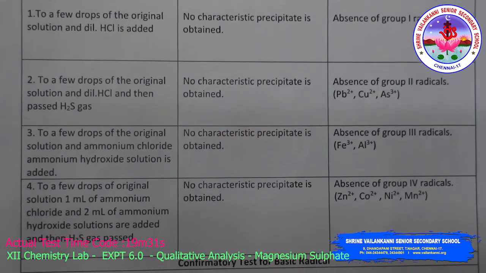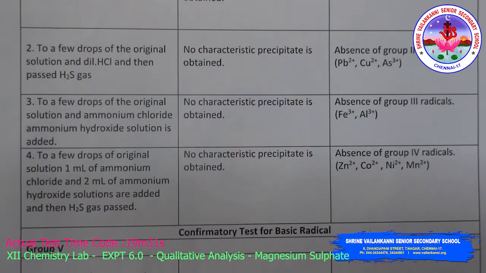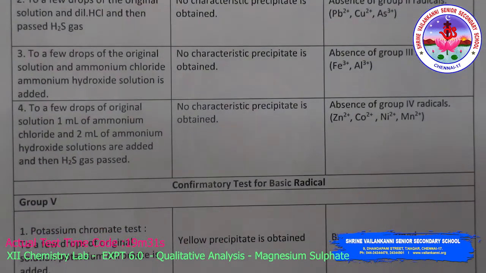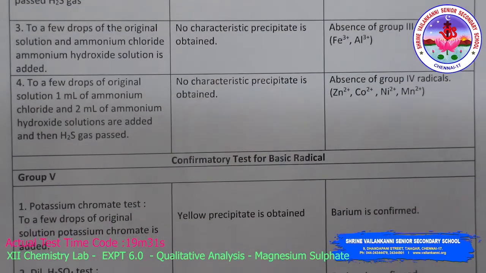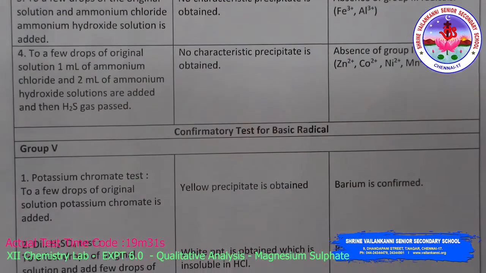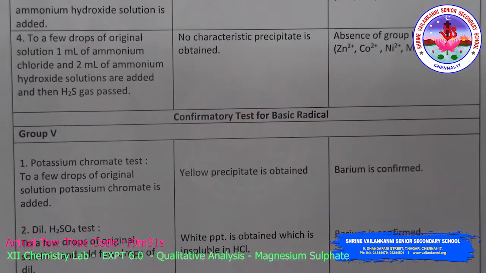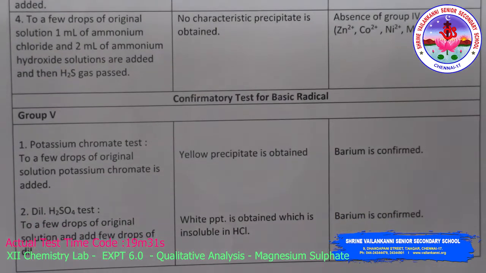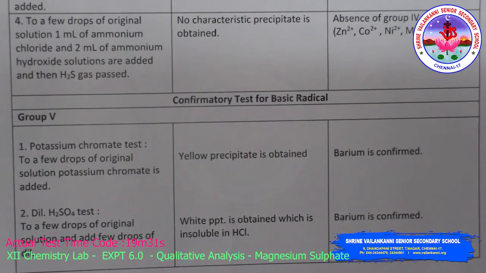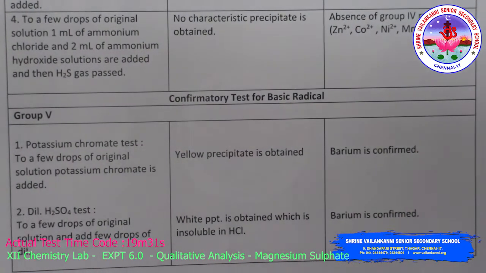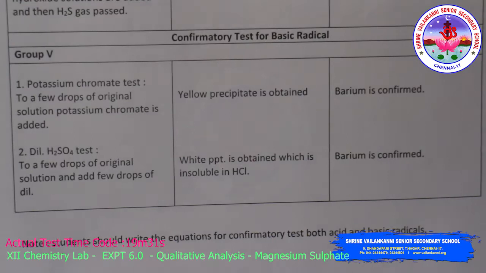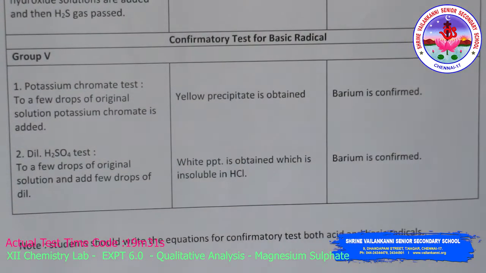Then to a few drops of original solution, add ammonium chloride and ammonium hydroxide solution: no characteristic precipitate, so absence of group 3 radicals. Then to a few drops of original solution, 1 ml of ammonium chloride and ammonium hydroxide solution is added and H2S gas is passed: no characteristic precipitate, so absence of zinc, cobalt, nickel, and manganese, that is, absence of group 4 radicals.